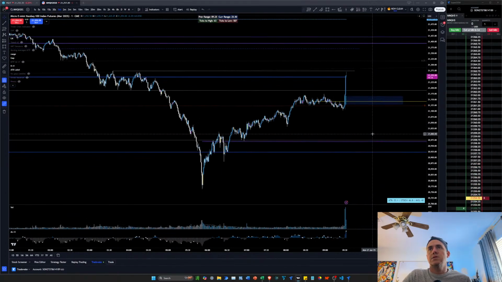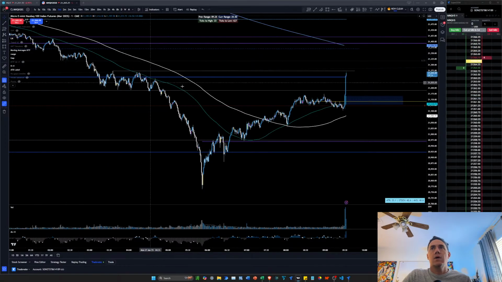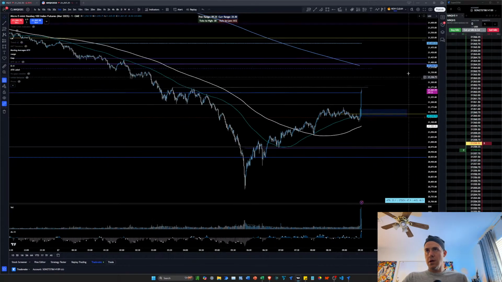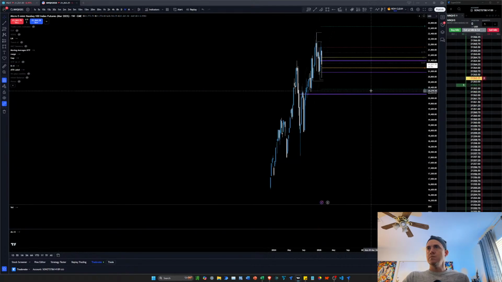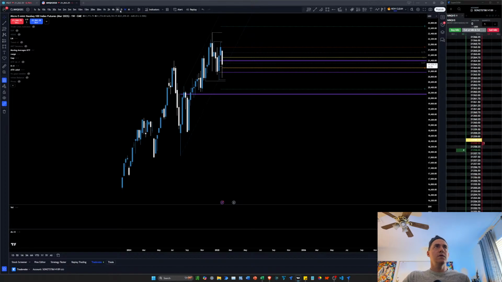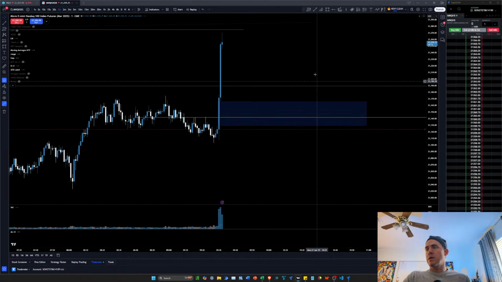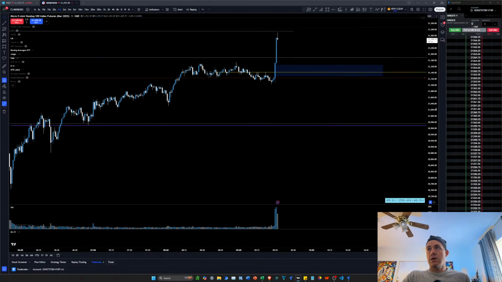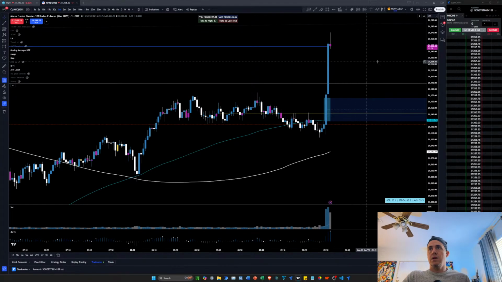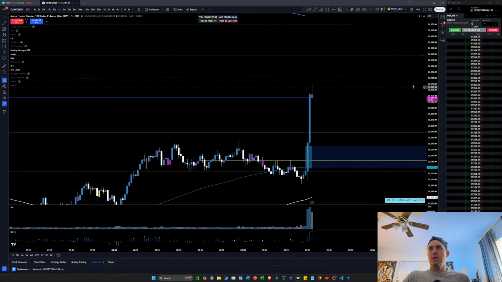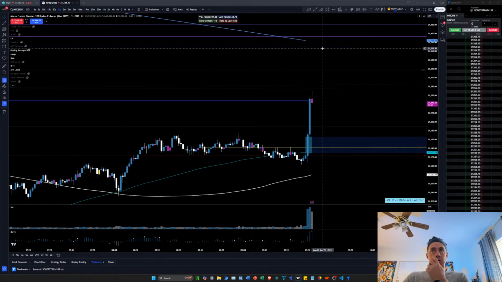Let's see. So, where's the 200? This is the low of last week. Go back to the 1 minute. This, let's see here. This dotted blue line is the low of last week.